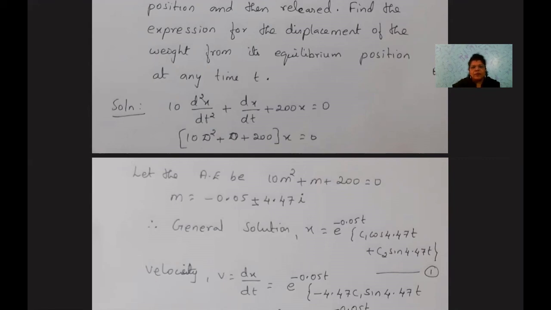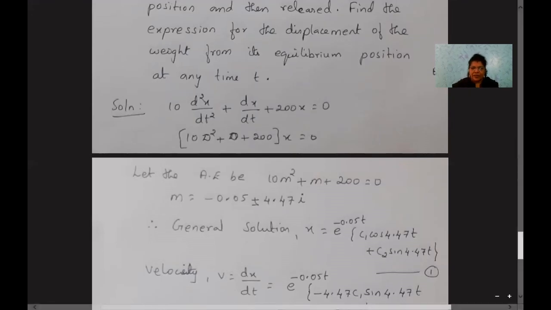This is of the form alpha plus or minus i beta complex root whose solution is e power alpha x into c1 cos beta x plus c2 sin beta x. Here alpha is minus 0.05 and beta is 4.47. Let me replace the value of alpha and beta in the formula e power alpha x into c1 cos beta x plus c2 sin beta x. We obtain the equation number 1.